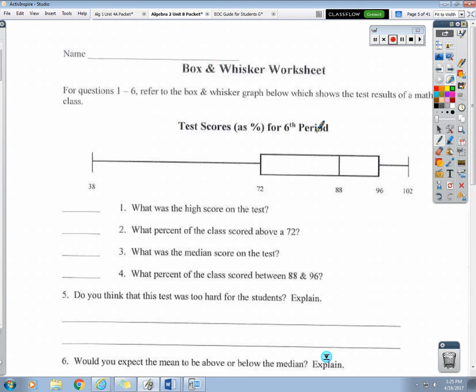Alright, now, on the box and whisker plot, this is what everything is. This whisker is the lower extreme, or the minimum. This whisker on the right side is the upper extreme, or the maximum. And then the box is made up of the 3 quartiles. The far left line of the box is quartile 1. The second line of the box is quartile 2. And the third line of the box is quartile 3.